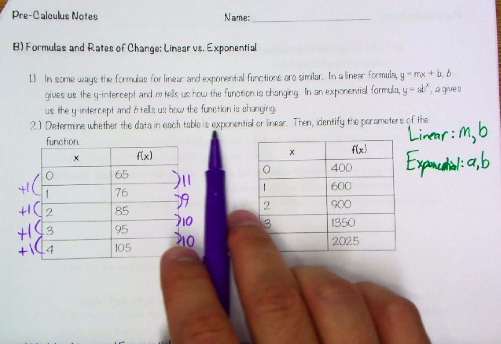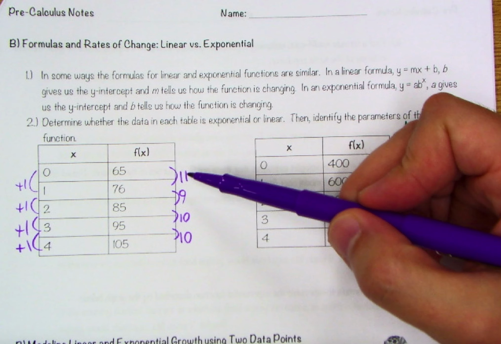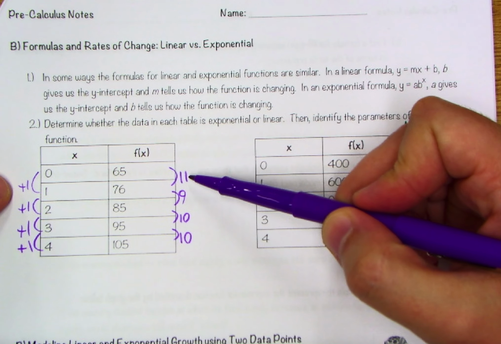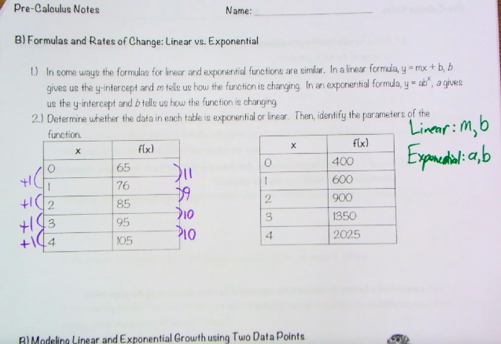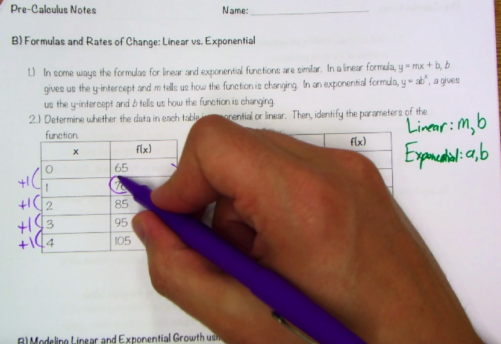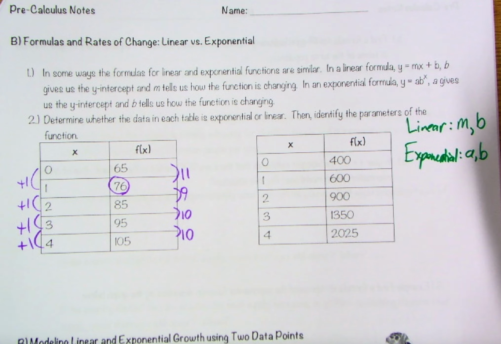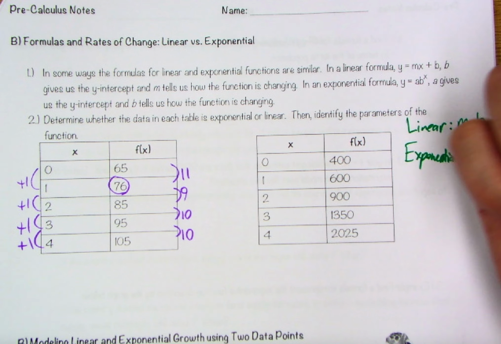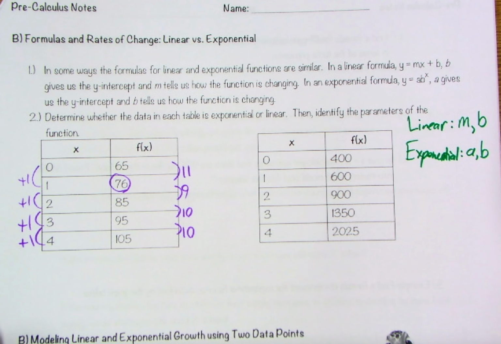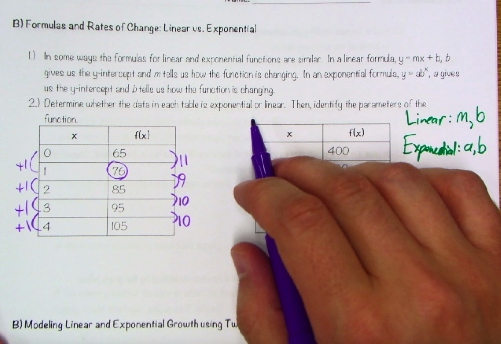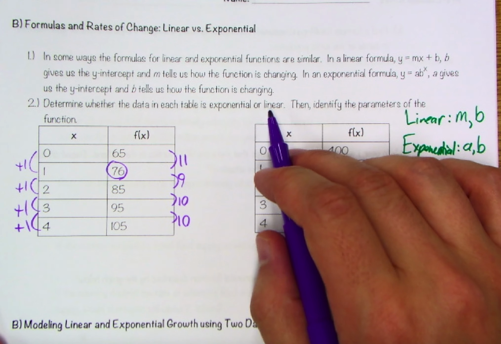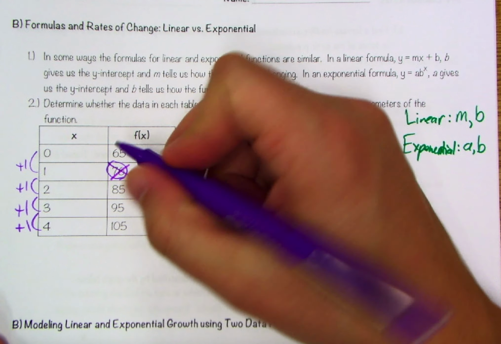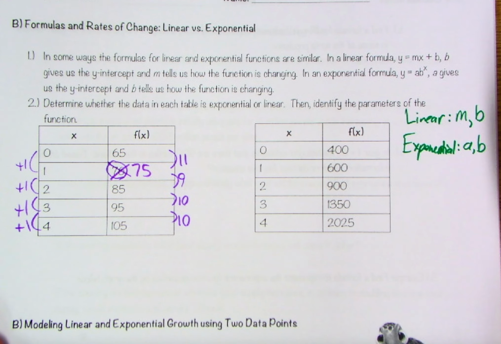Whether the data in each table is exponential or linear, I'm seeing a bit of a problem. If we had 11 over 1 and 9 over 1 and 10 over 1 and 10 over 1, that seems really close to a constant difference. The obvious issue really occurred right here. If this was a 75 instead of a 76, we could actually fix this. It's really only mapping similarly to a linear. Let's rewrite this as 75 and see what happens.